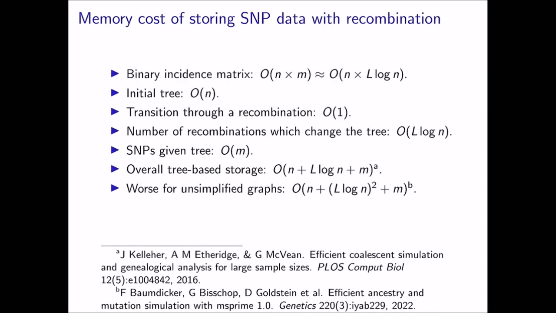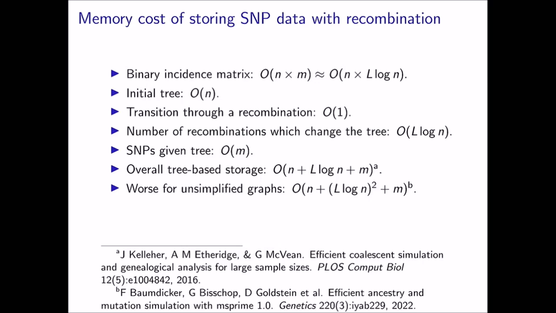Well, let's look at the storage cost of these tree sequence-based models in the context of recombination. So again, if I store my data as a binary incidence matrix, that doesn't care about recombination going on. The binary incidence matrix has the same cost as it did in the Kingman coalescent case. How do I store a tree sequence? Well, I have to store an initial tree for, say, the leftmost point of my chromosome. And then I have to store transitions through trees.